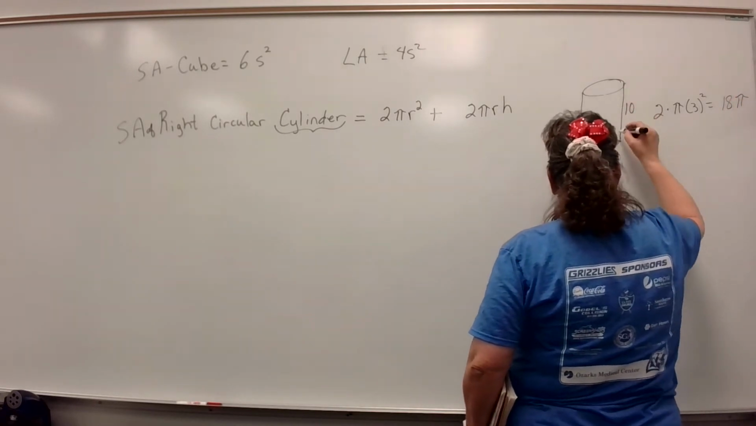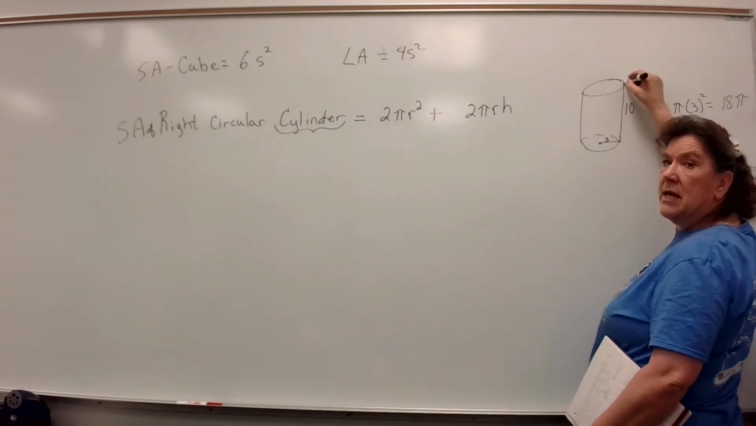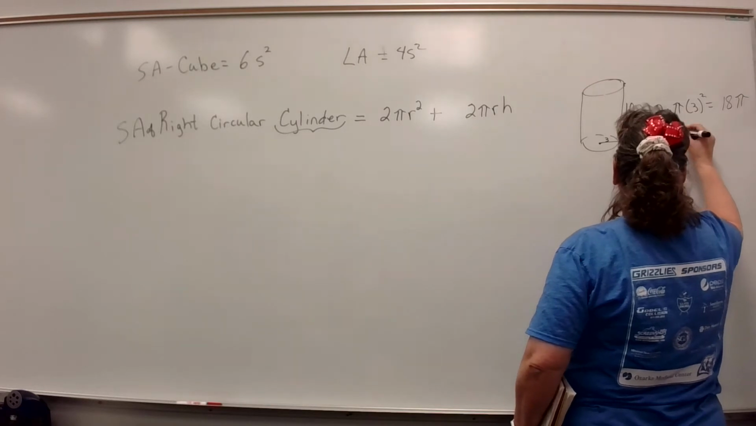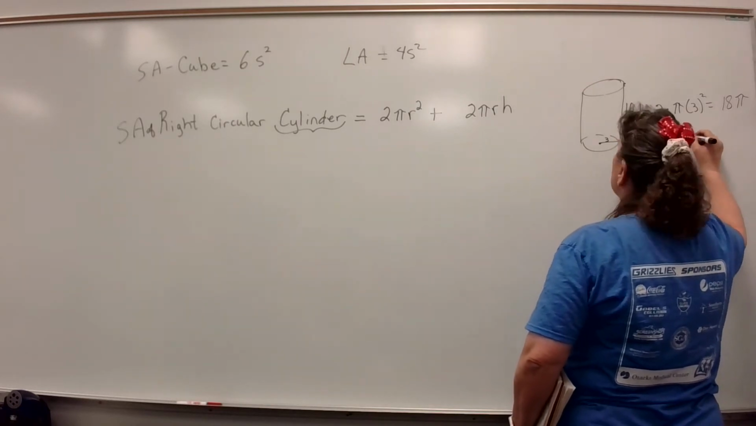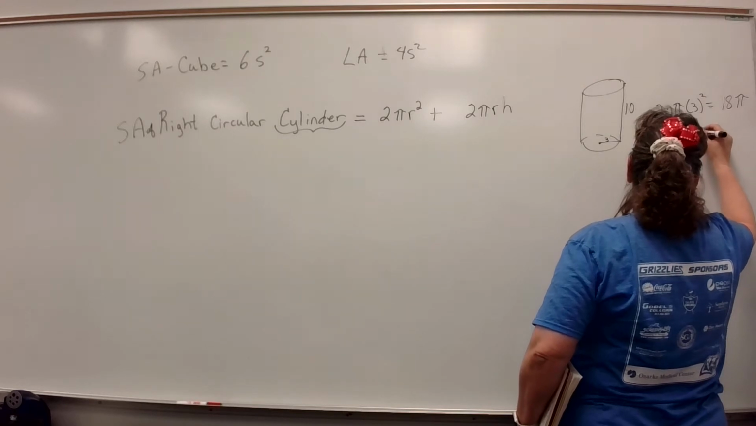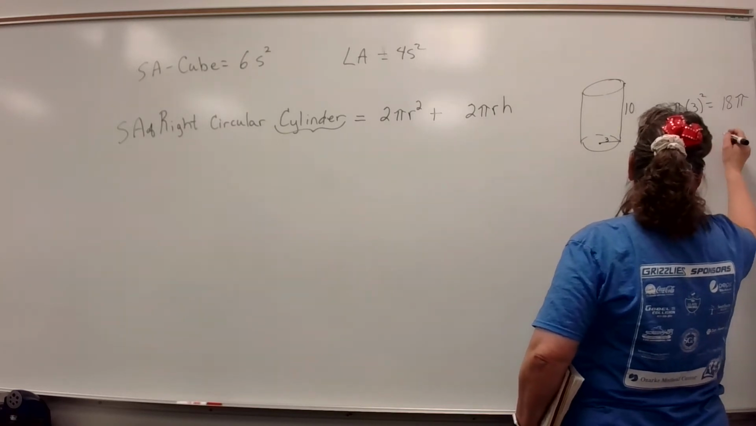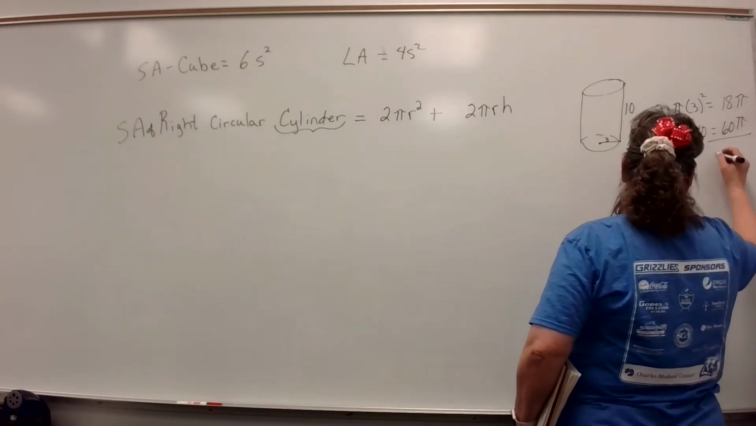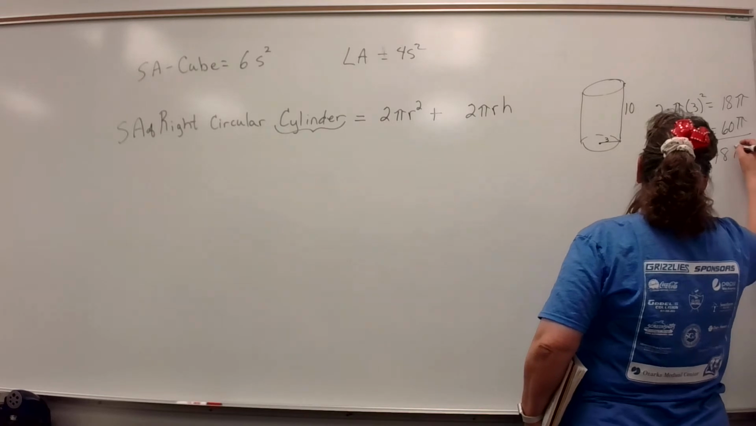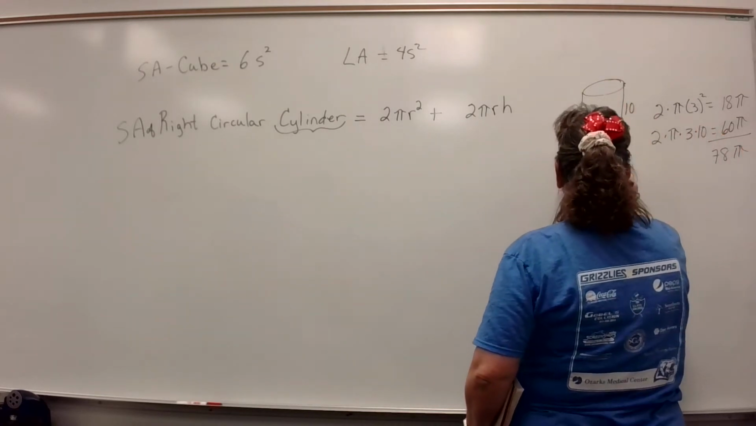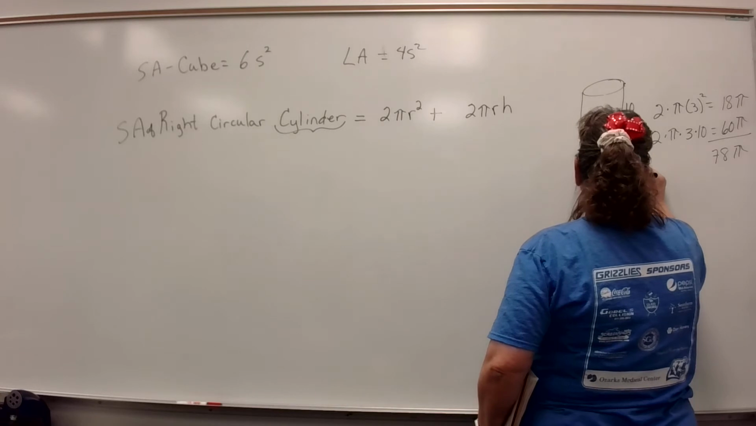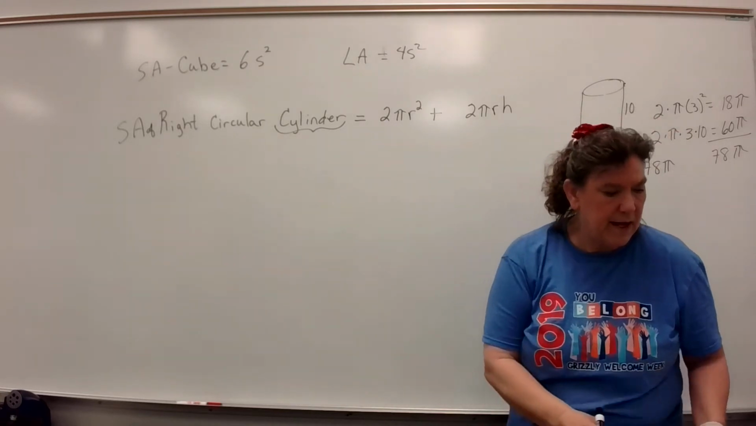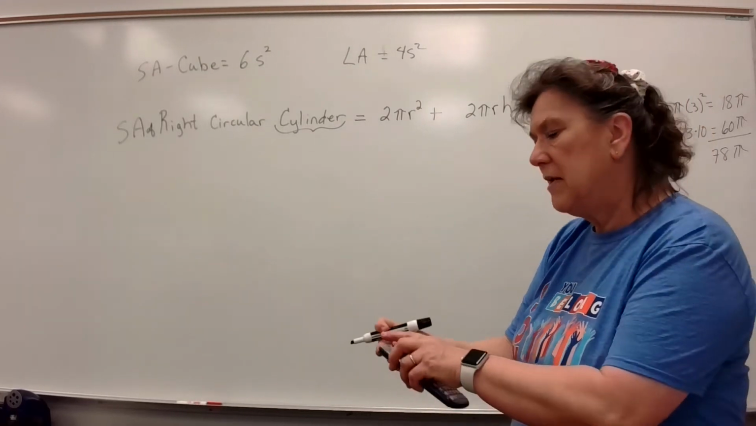My other one is my rectangle that makes up the side, and that's going to be 2 times pi times my radius, which is 3, times my height, which is 10. So 6 times 10 is 60 pi. Add these two together and I get 78 pi. So my surface area of this cylinder is equal to 78 pi. And if we were to multiply that together, we'll find out what it is.